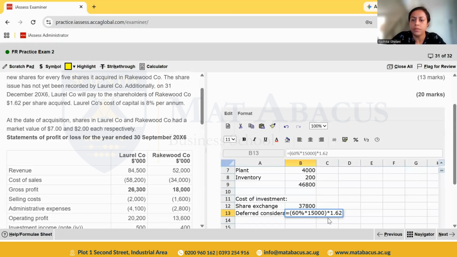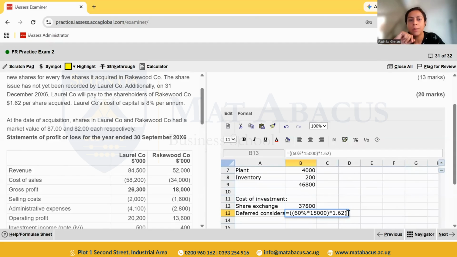Okay. Now that will give you the future value. Now I'm first putting one bracket to do the 60% times 15 million. The second bracket, I'm multiplying it by the 1.62, which is the amount that they're going to pay per share. But that is the future value, the value that they're going to pay on 31st December. Remember, we need to compute the present value. How do you compute the present value?